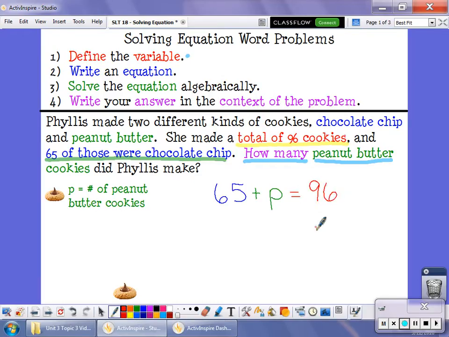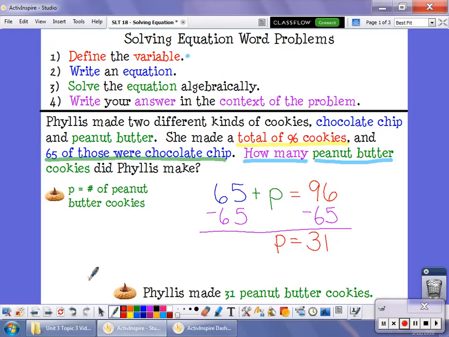So there's my equation. Next, I need to solve this equation algebraically. That means I need to isolate my variable. To do that, I'm going to use the opposite operation. So instead of adding 65, I'm going to subtract 65, and I'm going to do that on both sides of my equation. When I do that, I find that my answer, P, equals 31. And so finally, I need to write that answer in the context of my problem. P equals 31. Well, P is my number of peanut butter cookies. So that means Phyllis made 31 peanut butter cookies.